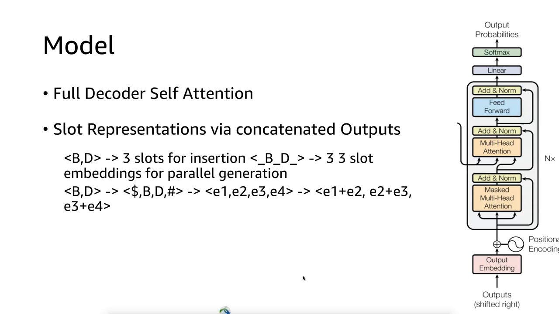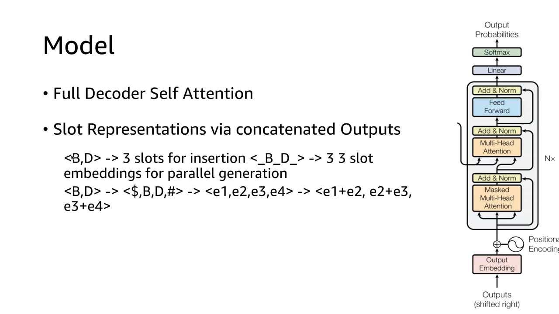While previously you had n embeddings corresponding to n words, now you need to have n plus 1 embeddings corresponding to these n plus 1 slots, called slot representations. The way you would have your model generate these n plus 1 slots is by taking your output and then concatenating the output.